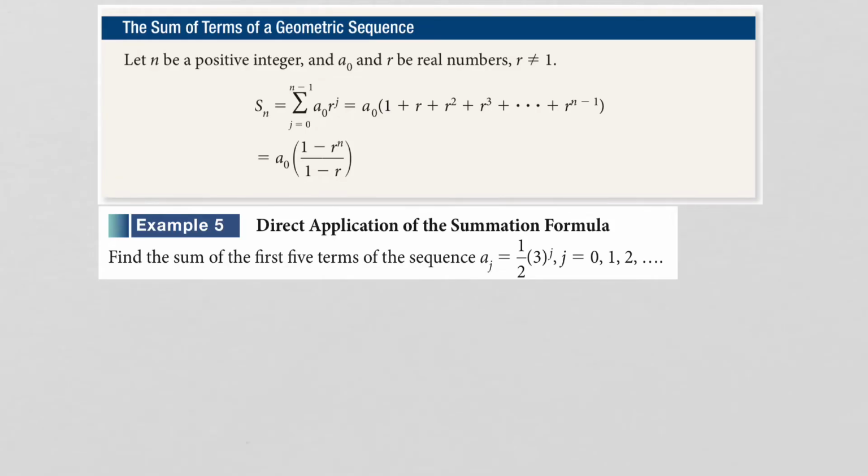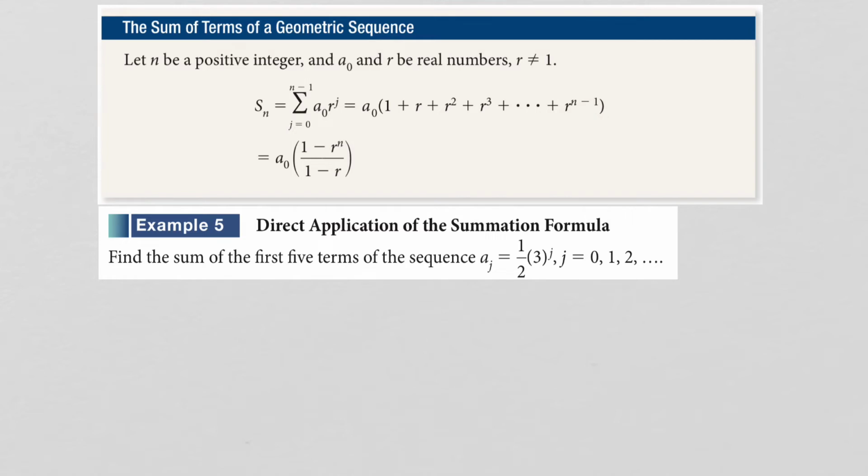Let's talk about the sums of a geometric sequence. So a geometric sequence comes from adding up numbers that look like this. So we have a0 times r to the j power, j equals 0 to n minus 1. And if you have a geometric sequence, when you add all those terms up, the sum turns out to be a0 times 1 minus r to the n divided by 1 minus r. And again, n is the number of terms that you're adding up.